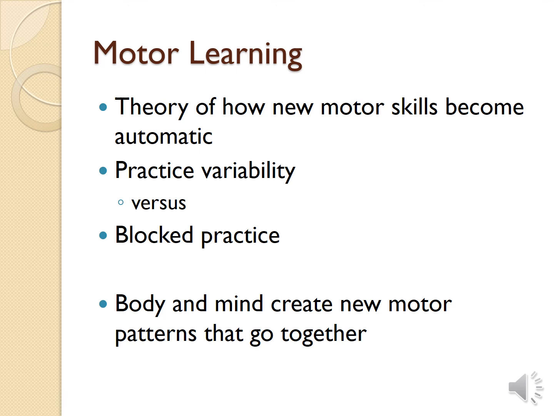The idea, motor learning is the process by which a new complex motor skill becomes automatic, how we learn a new complex motor skill. It's the way our body does that. We'll talk about different kinds of practice, variable practice versus blocked practice. Variable practice meaning you practice things all different ways in different situations, different contexts. Blocked practice meaning you just practice the same thing over and over and over again with very little rest break.